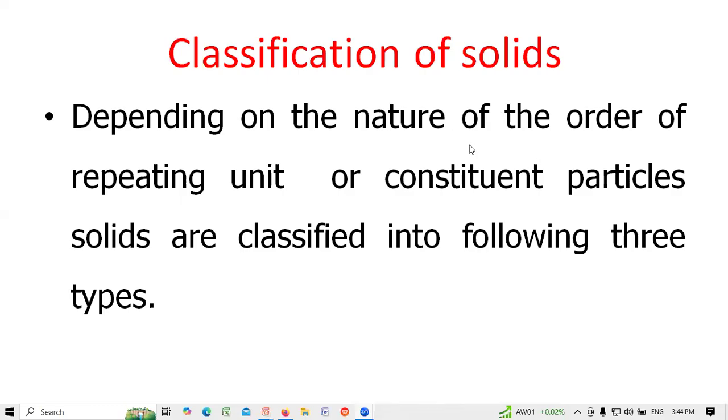Hello, good morning. I'm discussing the classification of solids. Depending on the nature of the order of repeating units or constituent particles, solids are classified into the following three types.